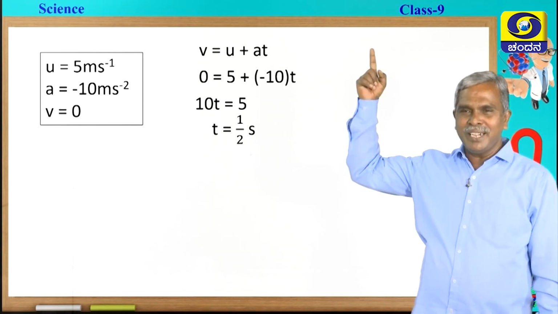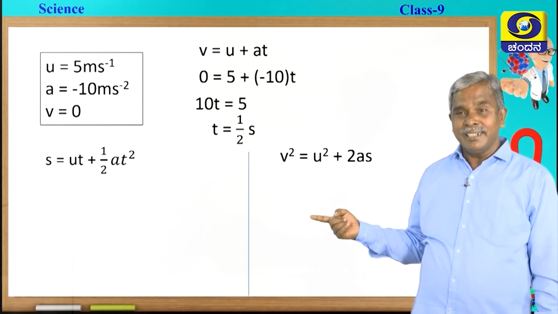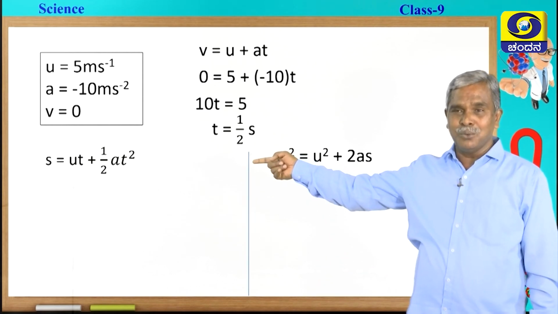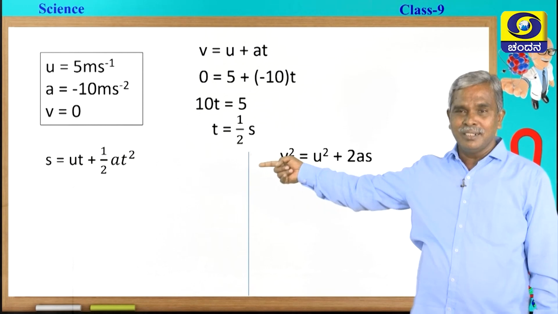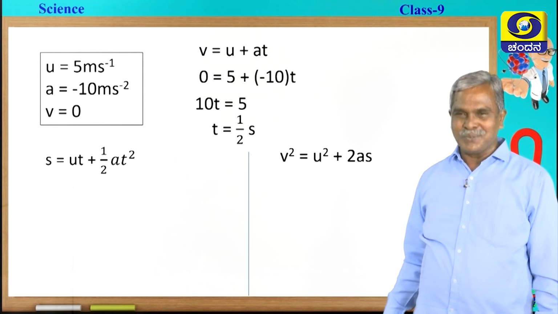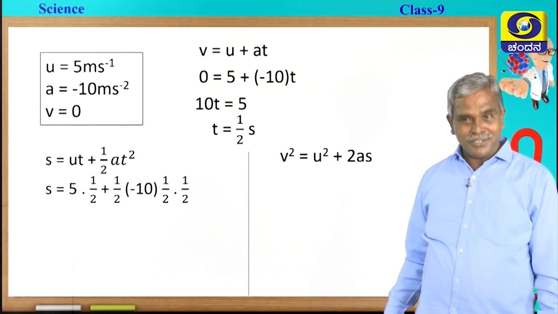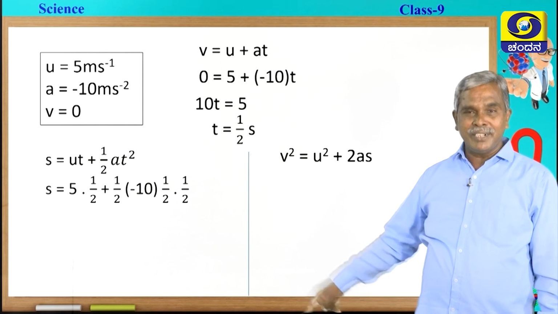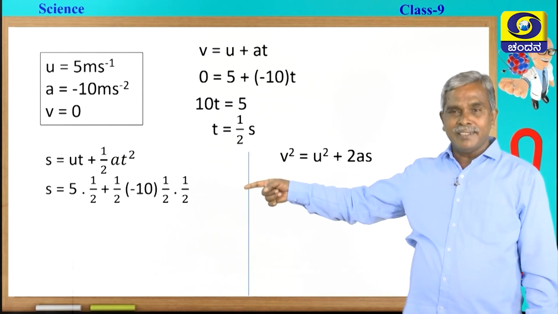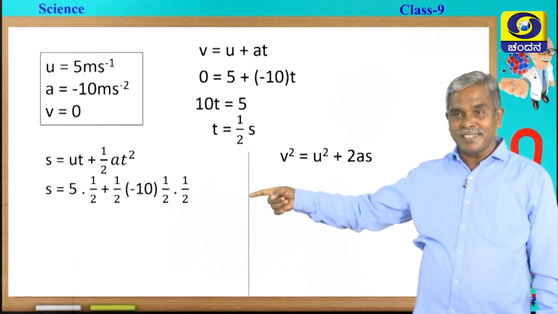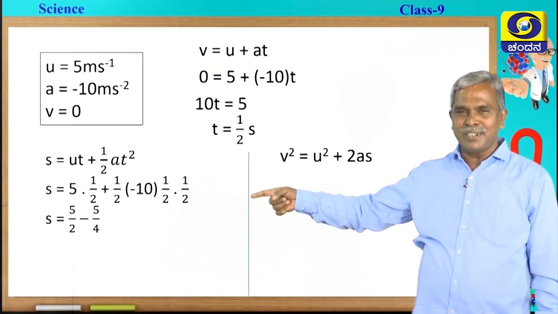Then next, what you have to find? You have to find out the distance or the height it has attained. As usual, we have two equations: s is equal to ut plus half at square and v square is equal to u square plus 2as. Let us substitute the values for s is equal to ut plus half at square. s is equal to, for u 5, t is half, just now we found out, plus half into, for a minus 10, no? And for t square we have taken half into half. Now, let us continue the fundamental operations.